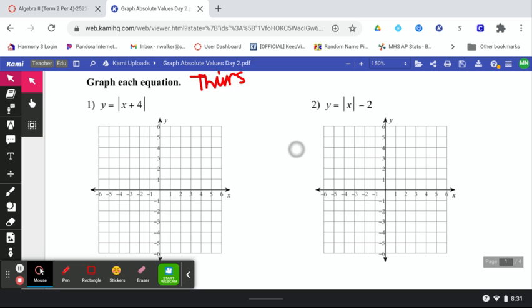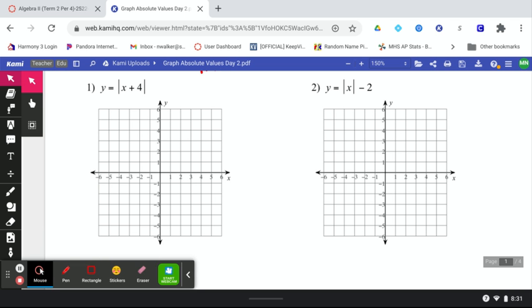This very first example is just like what we did yesterday. It's on Canvas on the home page. You might need to hit refresh. So this first equation is y equals the absolute value of x plus 4. So yesterday we made a table. Today we're not going to. I told you by the end of the week we would be doing this without tables.